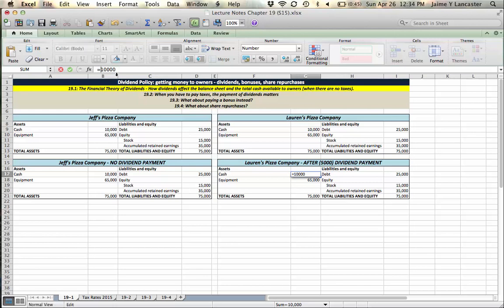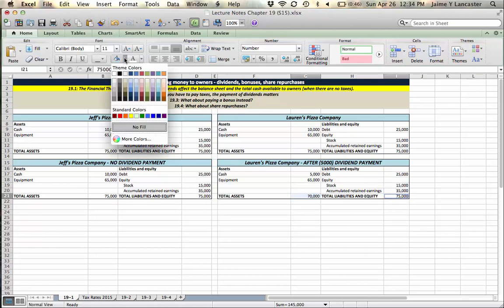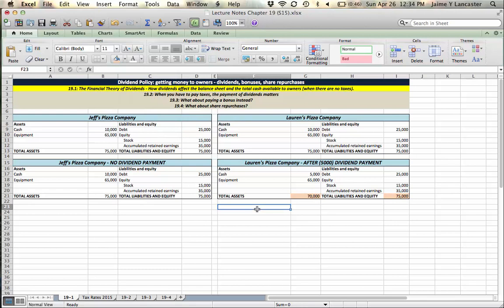She has $10,000 in the bank, and she's going to take $5,000 of that out of her firm's bank account, and transfer that into her own bank account. Will our total assets amount remain unchanged? No, it's going to fall by $5,000, the $5,000 that she paid herself. On the other side, we've got to take $5,000 out of something so that our balance sheet can balance. Where are we going to get that money? We're going to get that money out of retained earnings.